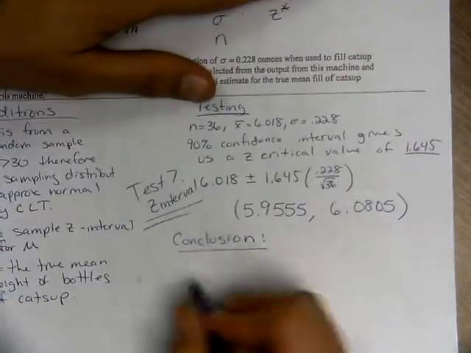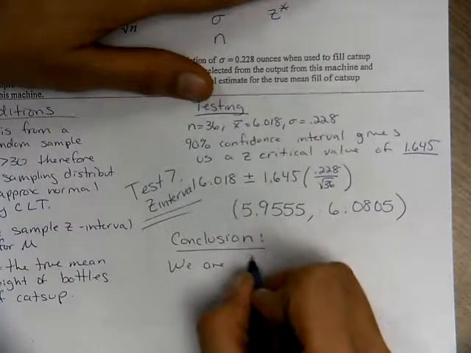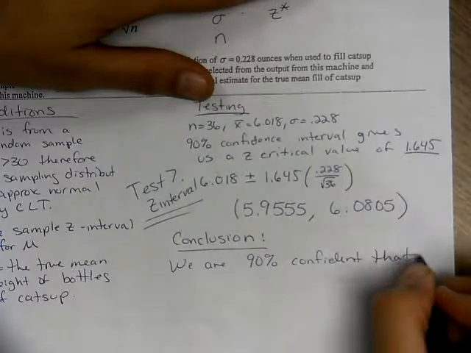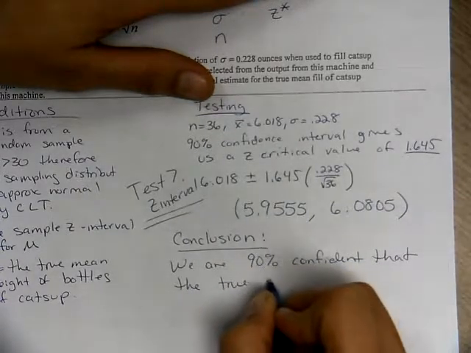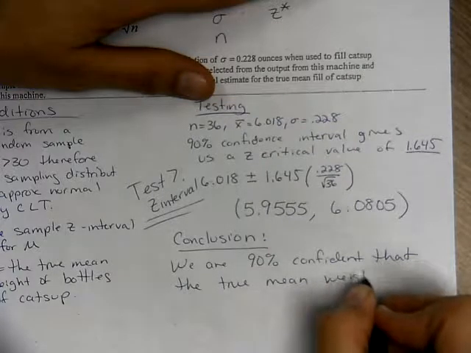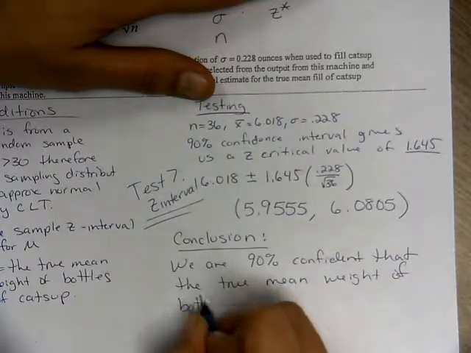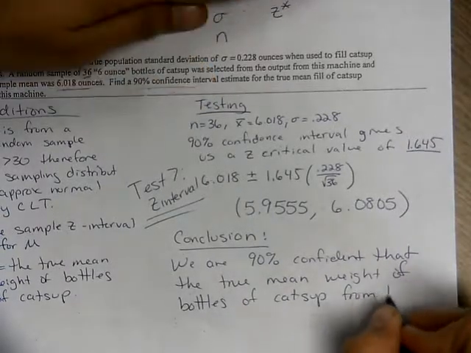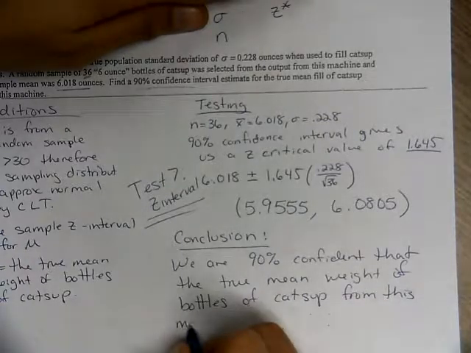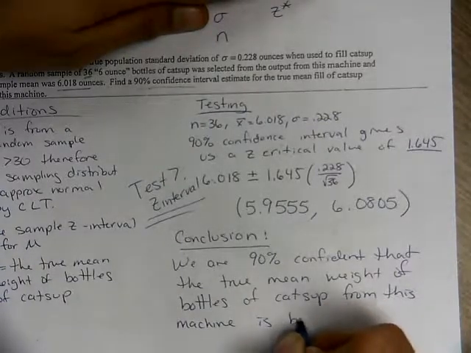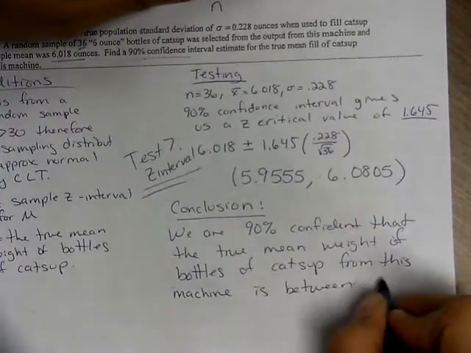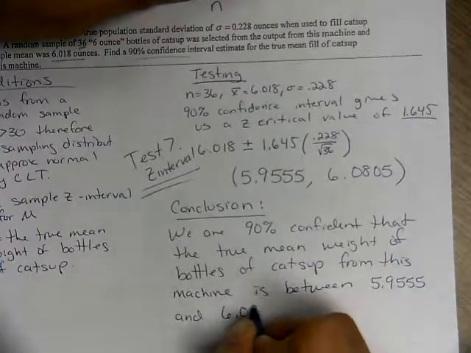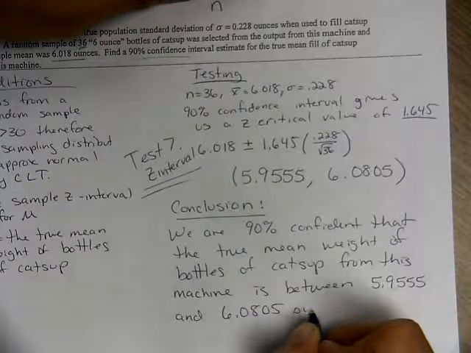So we are 90% confident that the true mean weight of bottles of ketchup from this machine is between 5.9555 and 6.0805 ounces.